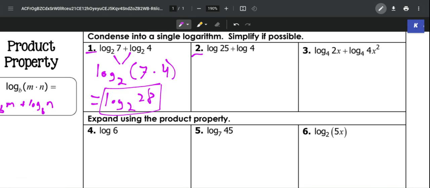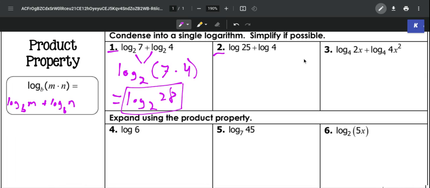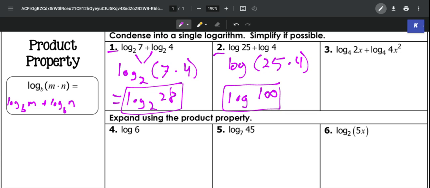So for 2, we have log base 10, understood, of 25 plus log base 10 of 4, or you could just say log 25 plus log 4. We need to condense these, and we have these two added here. So by our product property, we combine those and multiply them. So we'll have log of 25 times 4, which will give us log of 100, with the base of 10 understood there.